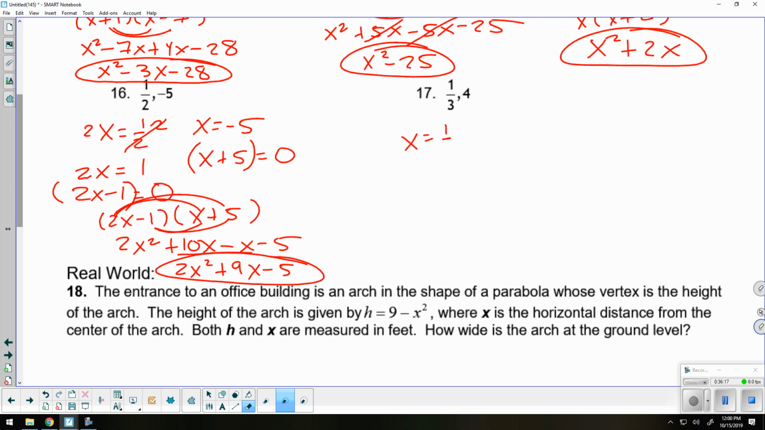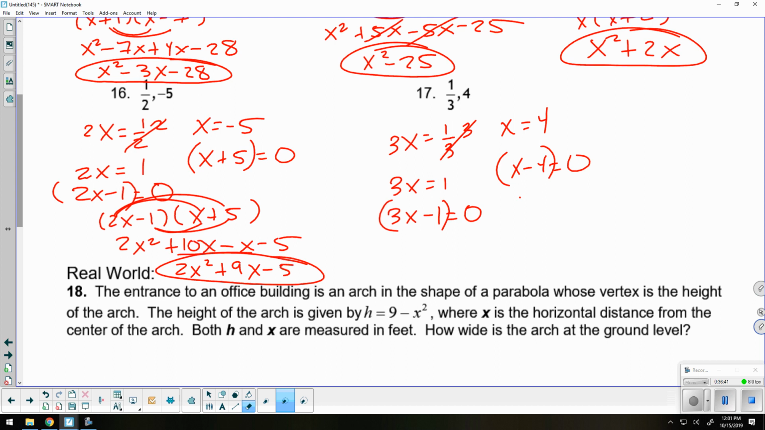We have x equals 1/3, x equals 4. So to work it backwards, multiply by 3 first. So you have 3x equals 1, so just multiply by the denominator. Then just subtract the 1, so 3x minus 1 equals 0. There's my first binomial. For x equals 4, just subtract the 4, so x minus 4 equals 0. All right, so there's our two binomials.